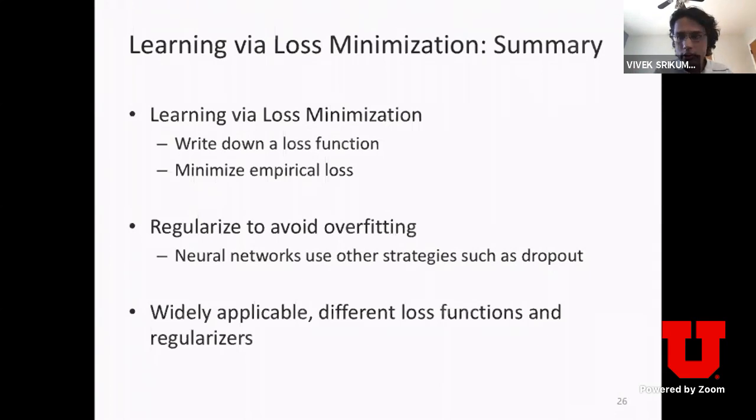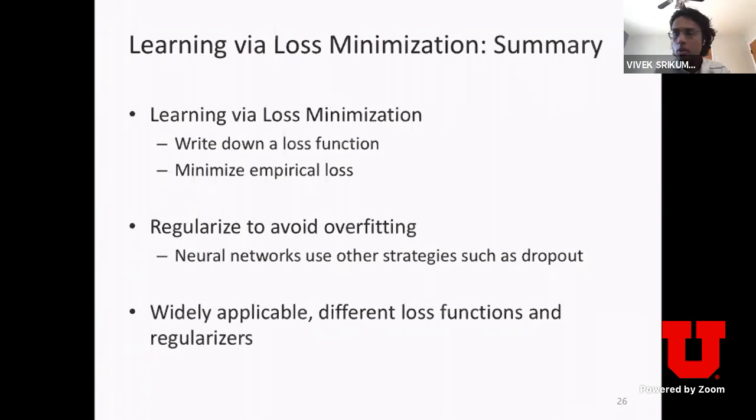There are many different loss functions. All the examples that we've seen today are loss functions for classification. For regression, the loss function that's most commonly used is really the squared loss, or the mean square error that we have seen with least mean squares regression. There are many different loss functions. There are many different regularizers.